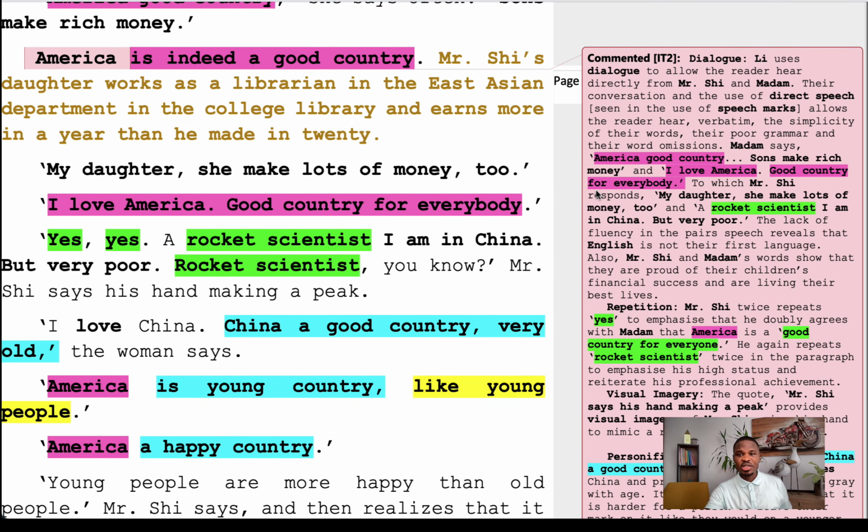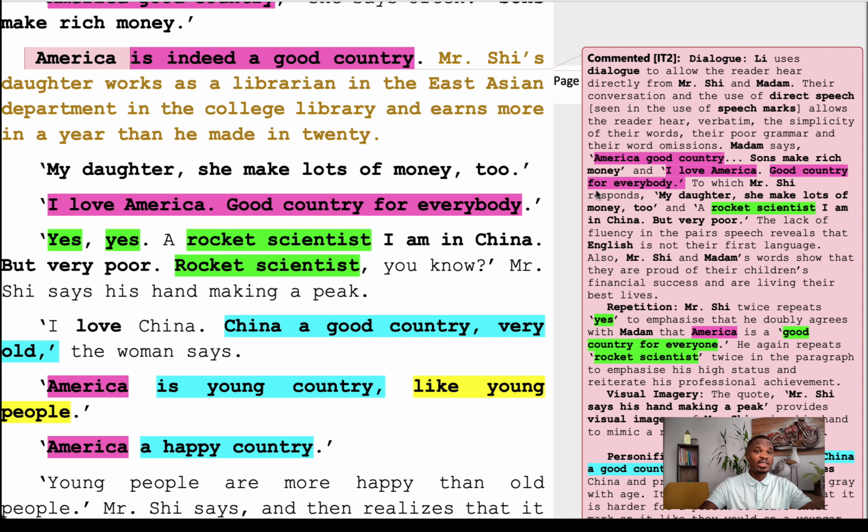Again, we also see the use of repetition here as well. So Mr. Chi twice repeats yes to emphasize that he doubly agrees with Madame that America is a good country for everyone. Then we see that he again repeats rocket scientist twice in this paragraph.